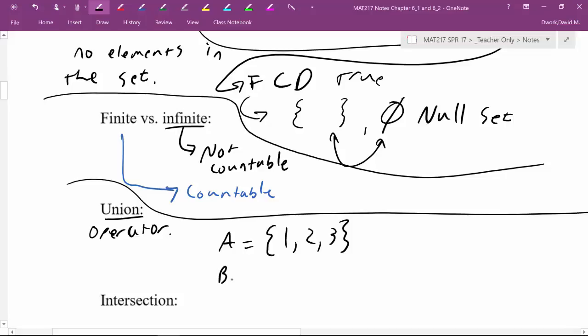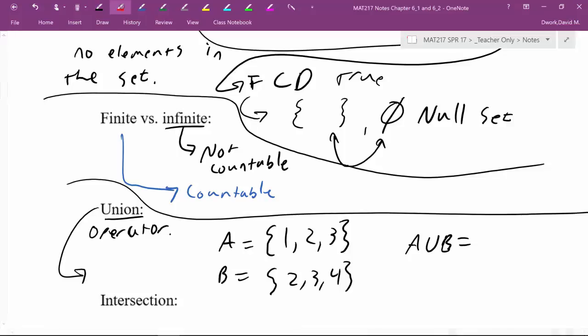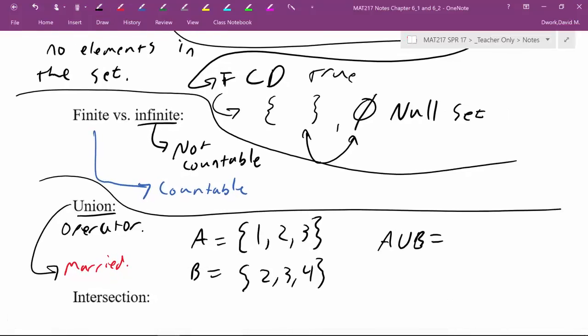And then I had the set B, and it had the numbers 2, 3, and 4 in it. And if I said A union B, what does that mean? Well, think of union as getting married, right? If you are getting married, you are having a union. And so a union means all of your stuff goes together.